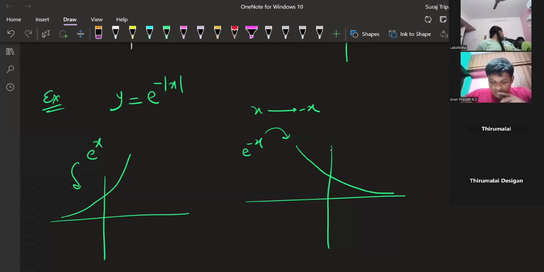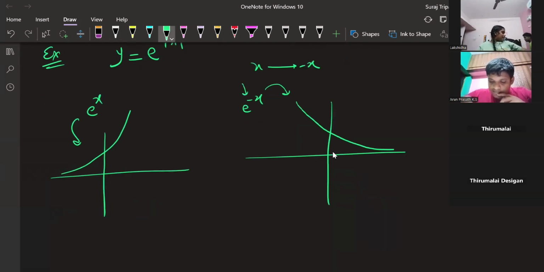Now we have to put mod on this function, right? e raised to minus x. So while putting mod on this function, what changes do we have to make here?